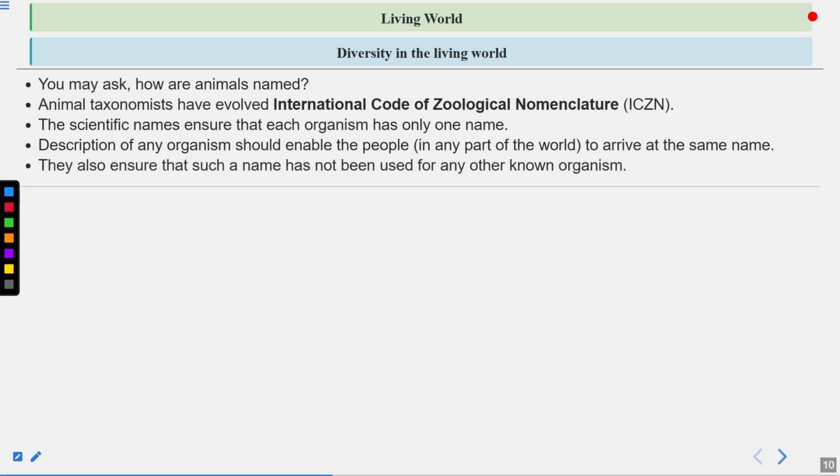They also ensure that such a name has not been used for any other known organisms. This is another thing that you have to take into consideration, that the scientific name has not been used for any other known organism. So the scientific name should be unique.